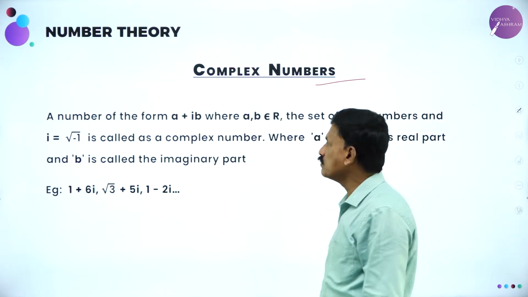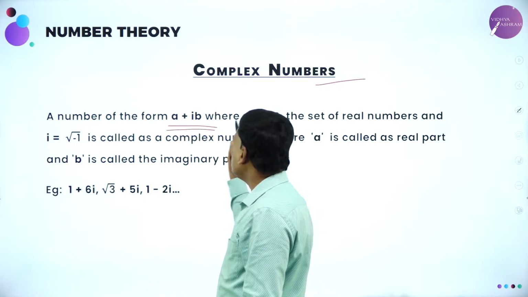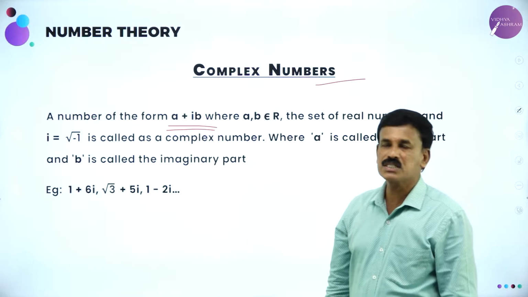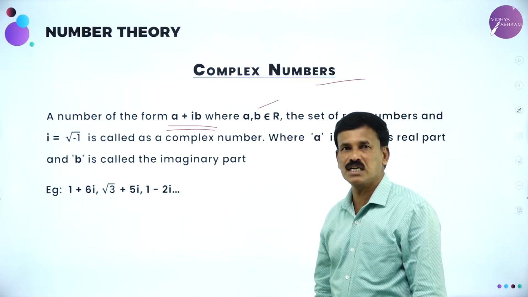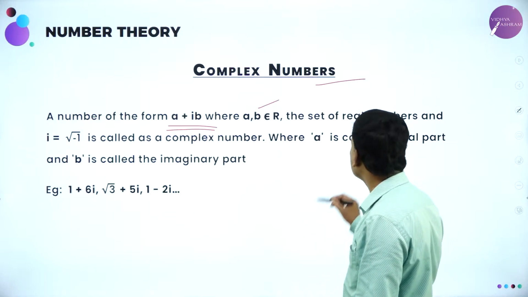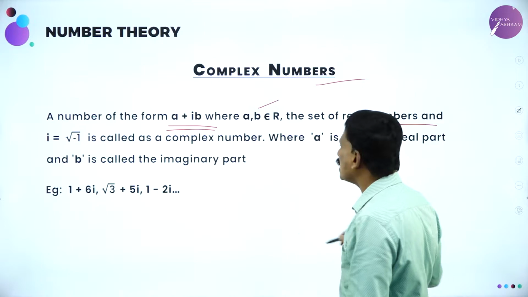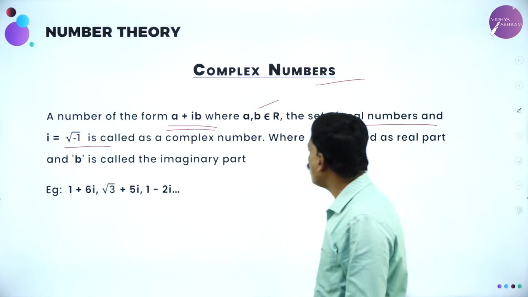What is a complex number? Any number of the form a plus ib is called a complex number, where a and b belong to real numbers. a and b are any real numbers, and i is equal to root of minus 1.